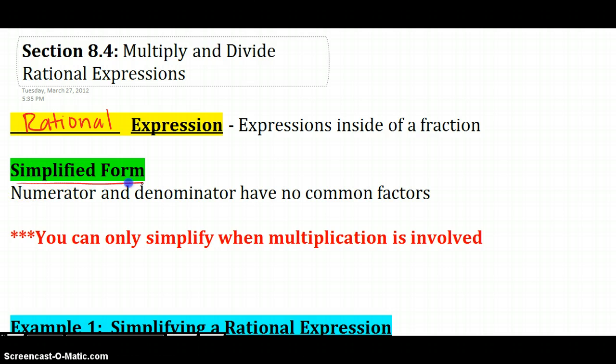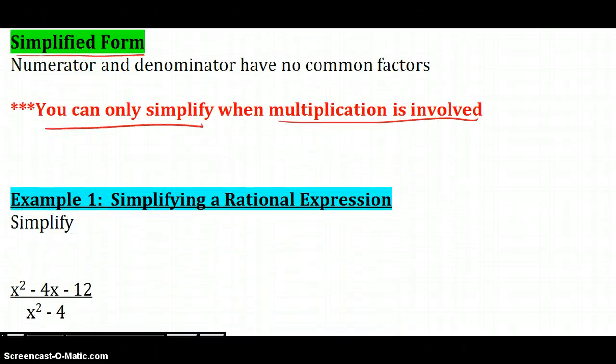And in simplified form, the numerator and denominator have no common factors. So you've canceled out all the common factors, that's simplified form. And you can only simplify when multiplication is involved. So if we have adding and subtracting, we can't really simplify, and I'll show you what I mean, unless every single term would have a common factor.